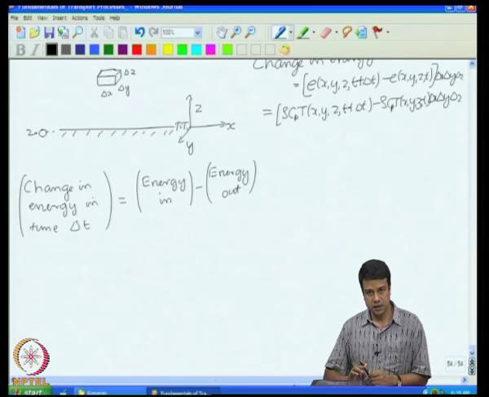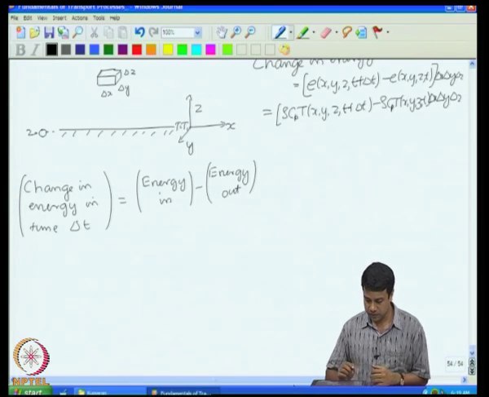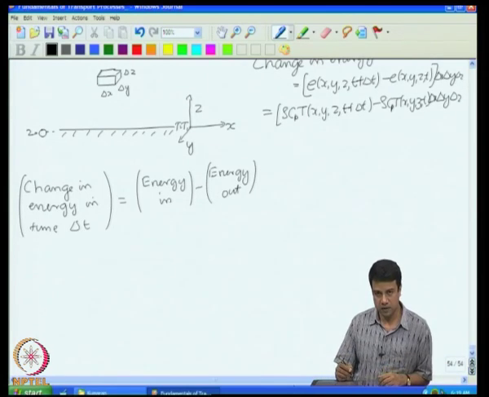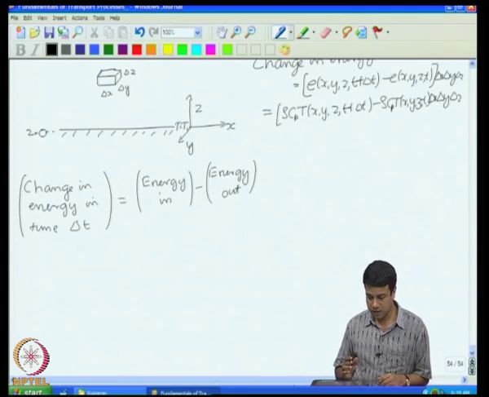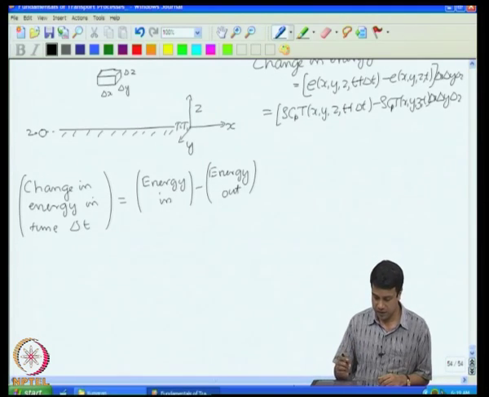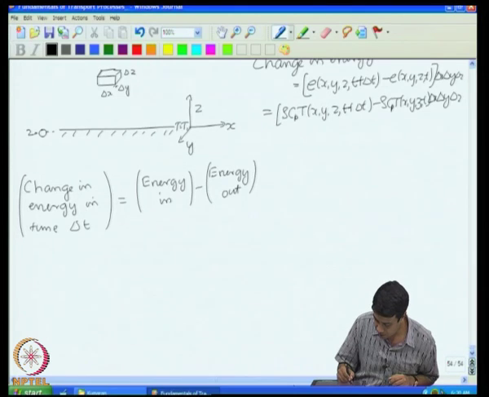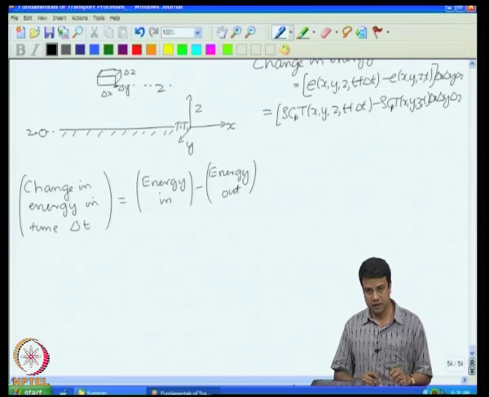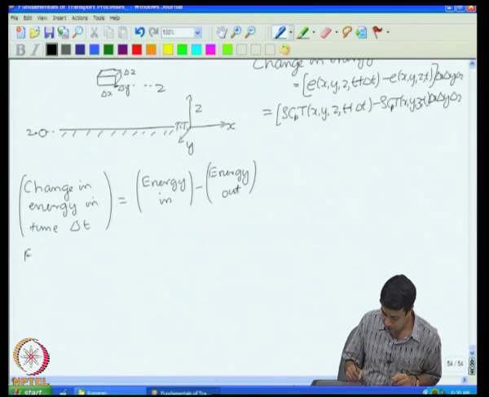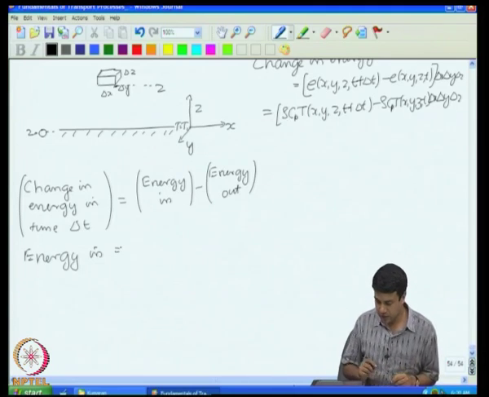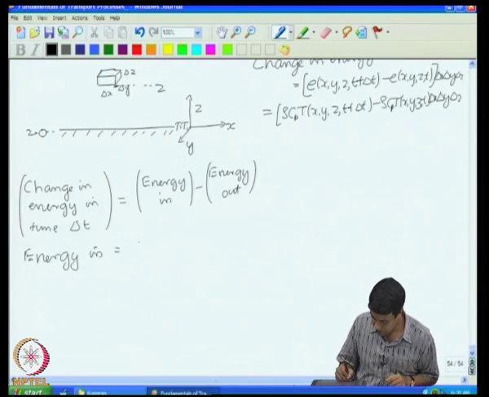What is the energy in? If we consider the plus z coordinate, the heat flux upward, as positive, then the energy in is coming in at this bottom plane z. So, energy in is going to be equal to the flux in the z direction at the location z.